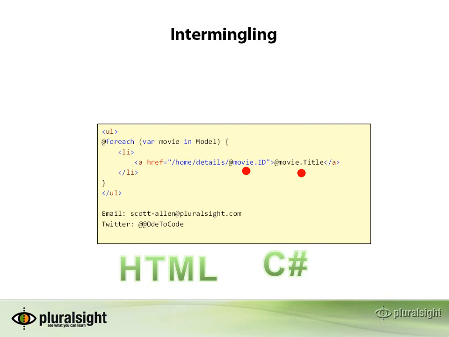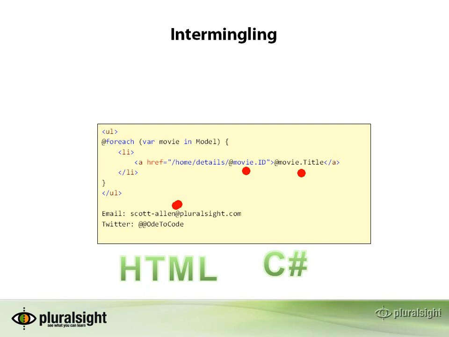Razor is also pretty good at figuring out the context of how you're using something. So the @ sign typically denotes that you want to emit something from C# code. But in this case, the @ sign is inside of an email address, and Razor is smart enough to figure that out too. It'll emit scott-allen@pluralsight.com as the email address instead of trying to treat pluralsight.com as some property access.